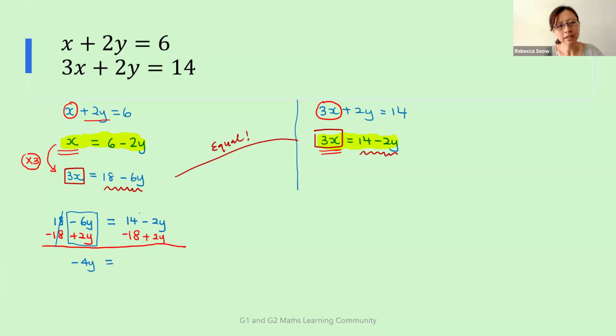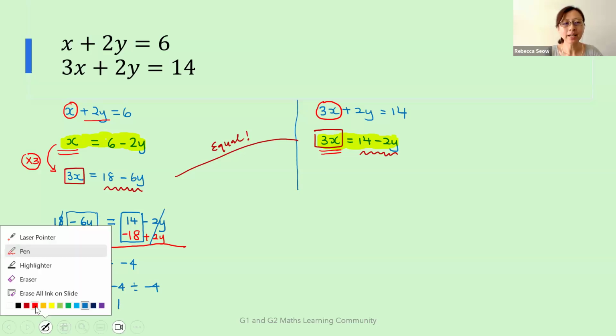Put the equal sign down. Now here, I will have 14 take away 18. That's negative 4. And negative 2y plus 2y, that's nothing. So from here, I can solve for y. y equals negative 4 divided by negative 4, which is 1.